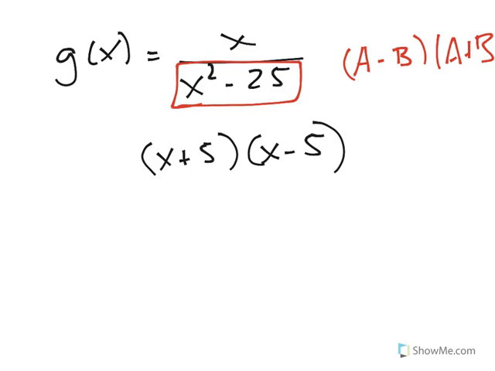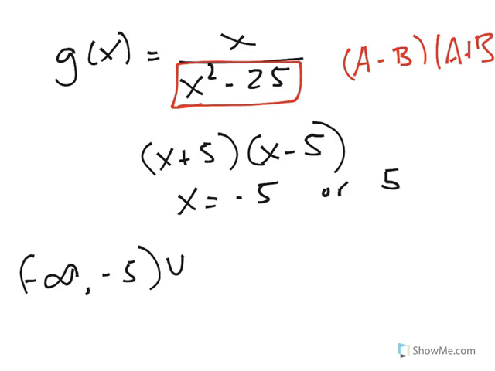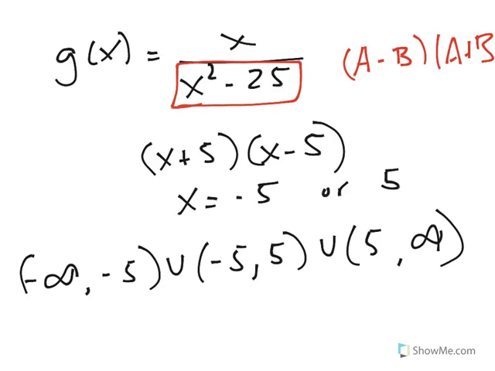So we know that whenever x is negative 5 or positive 5, that would set our denominator equal to 0, which will make it undefined. So our x here is equal to negative 5 or positive 5. And the way that we will write that in solution set is, we will say from negative infinity to negative 5, the union of negative 5 to 5, and then the union of 5 to infinity. And that's our final answer for this problem here.